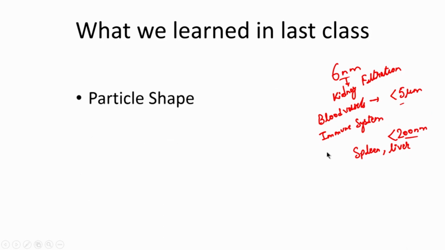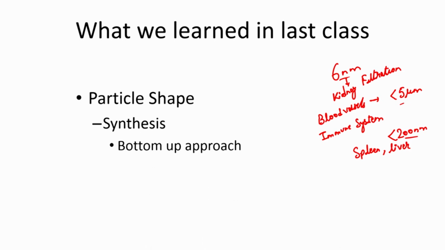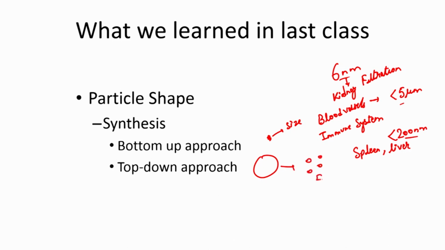Okay, so in the last class we talked about particle shape and the synthesis methods. There were two synthesis methods that we talked about. One was the bottom up approach, where you make particles from single atoms and accumulate them to make a certain size, or you can have a top down approach where you use some sort of imprint lithography, or you have a bigger particle and then break it down into smaller particles of different shape. So, these are some of the approaches we talked about, and then we talked about some of their uses. We found that uptake is dependent on the shape.